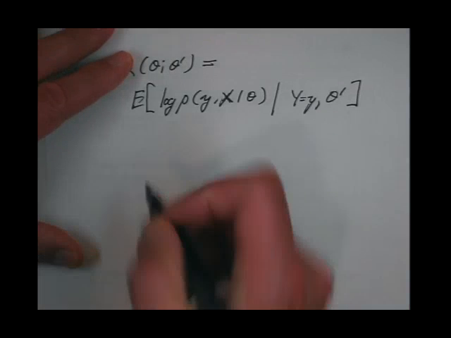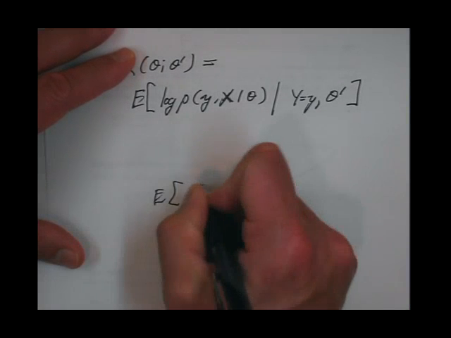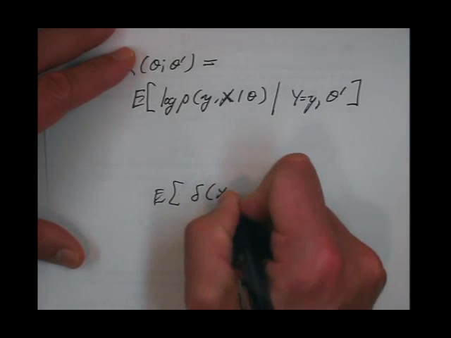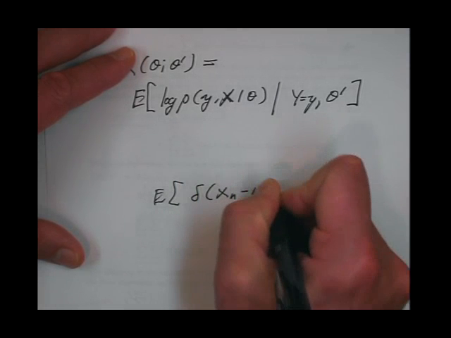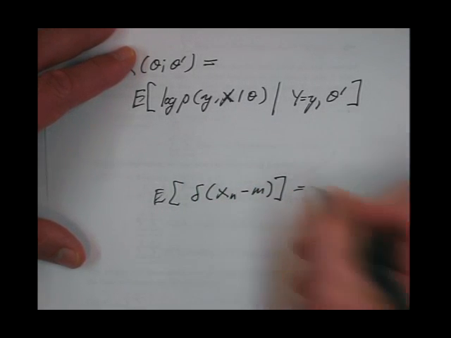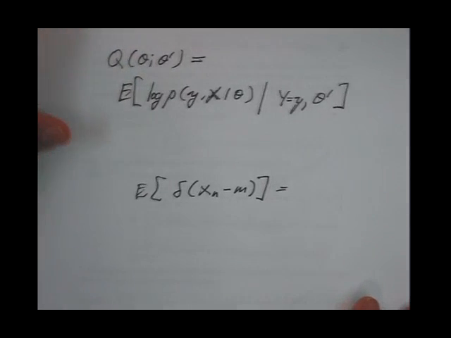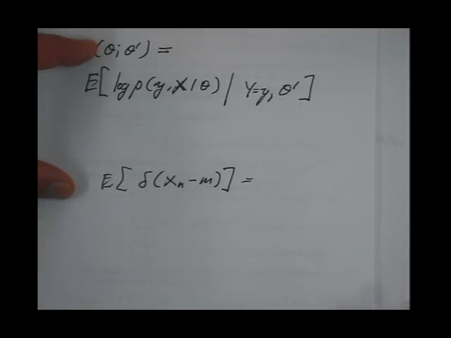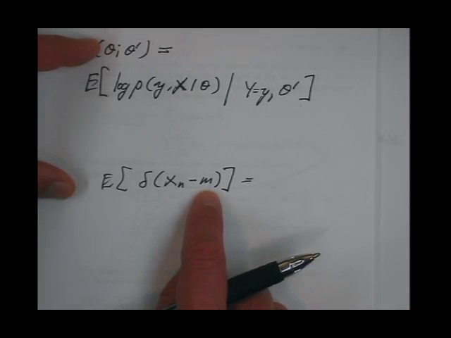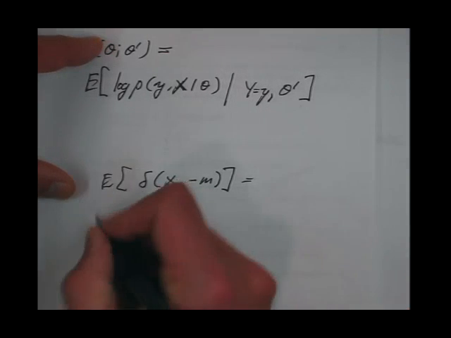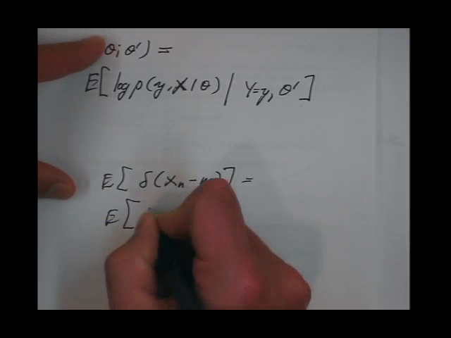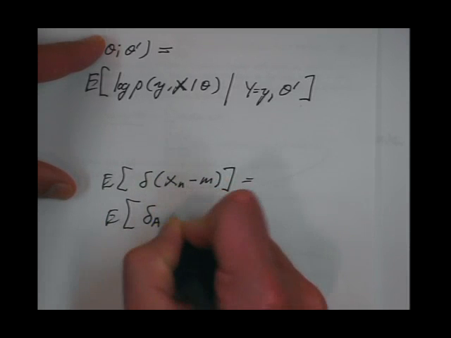Let me write that out separately. What's the expected value of delta of xn minus n? What's that equal to? So the delta is 1 when they're equal, right? If you take the expected value of a delta function, by the way, what's the expected value of the delta function of an event A?